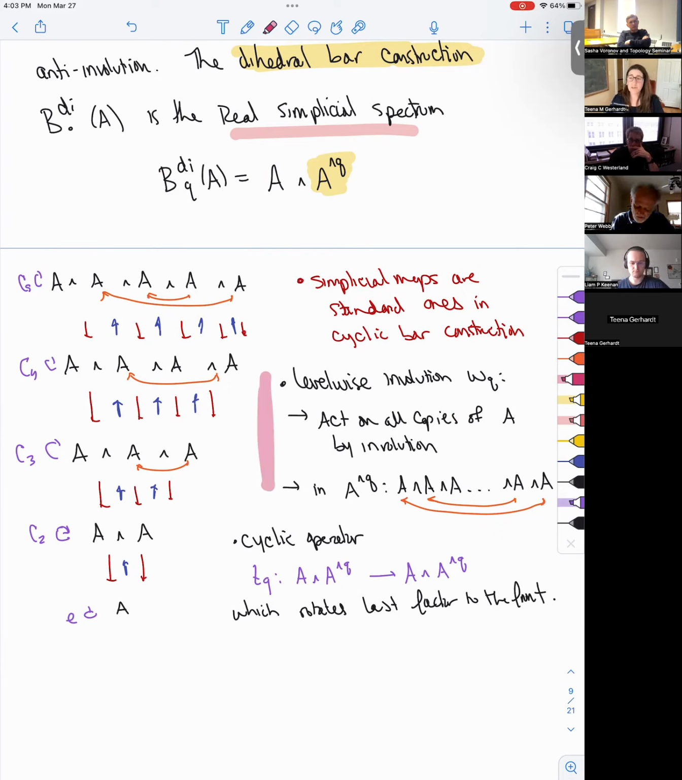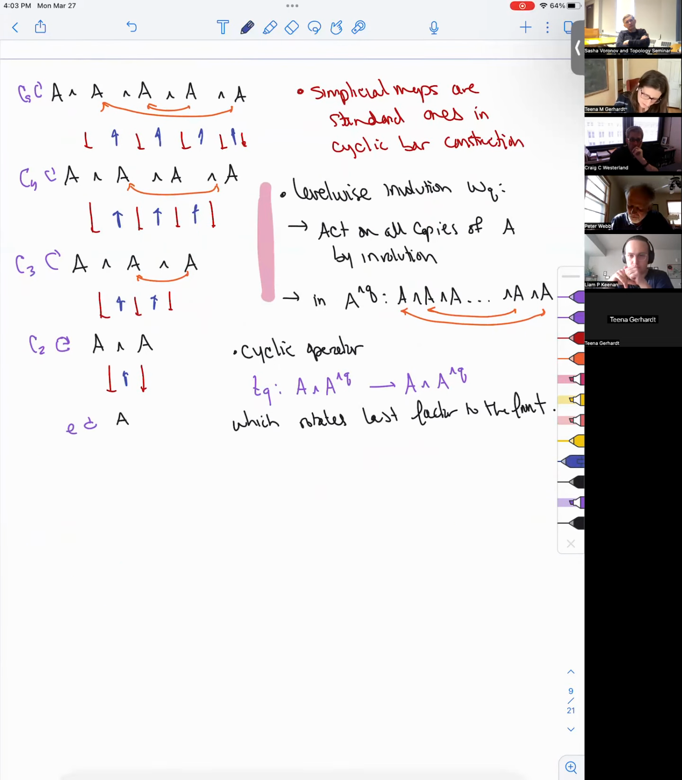Now, it's real simplicial, I claim. And so that means when you realize it, you get a Z mod 2 action. But in the cyclic bar construction, that was cyclic, and so when you realize that, you got an S1 action. And so a really natural question to ask is: how do these cyclic group actions interact with this involution action? How do those two things interact with one another? So let's ask that. How do the cyclic action and involution interact?